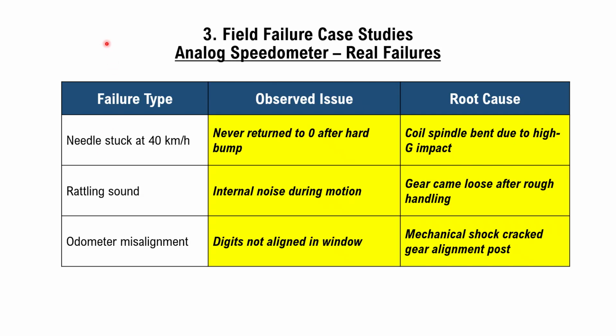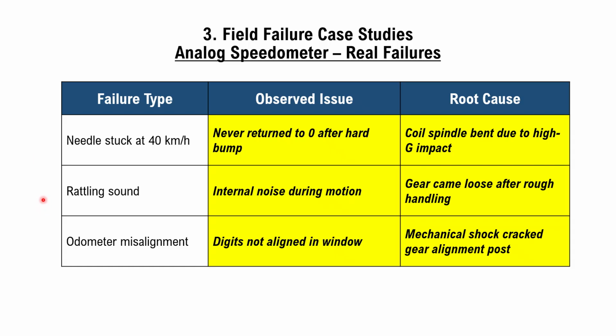Number 3. Field failure case studies. Analog speedometer, real failures. Failure type: needle stuck at 40 km per hour. Observed issue: never returns to zero after a hard bump. Root cause: coil spindle bent due to high G impact.